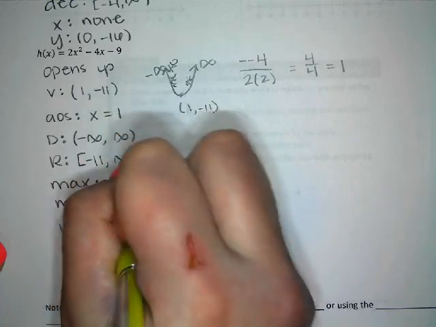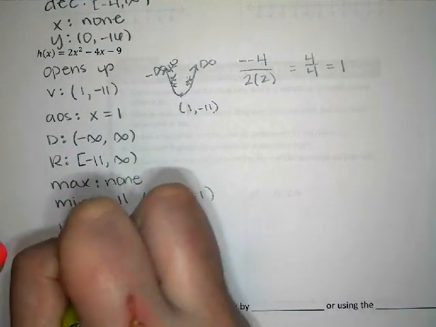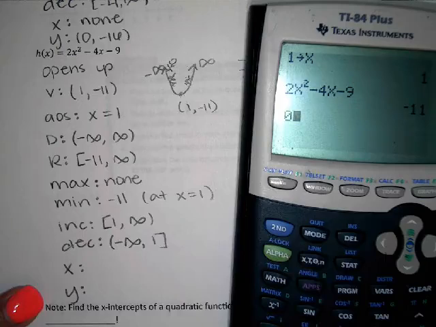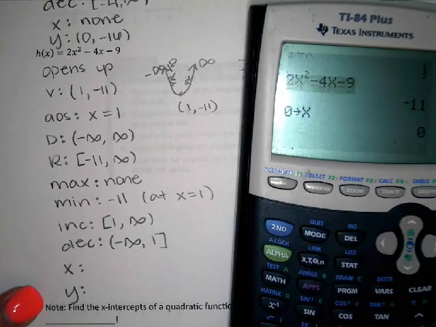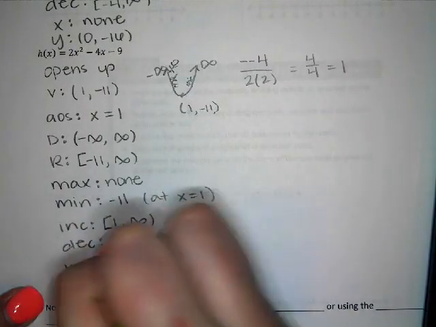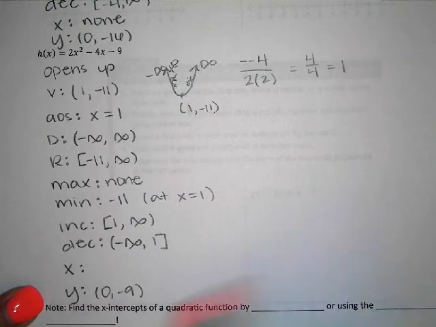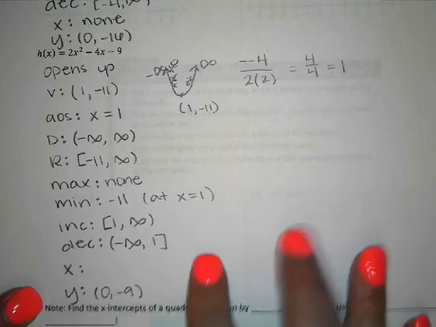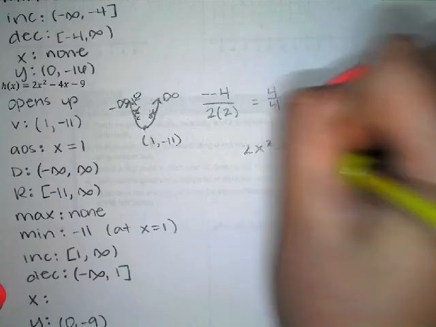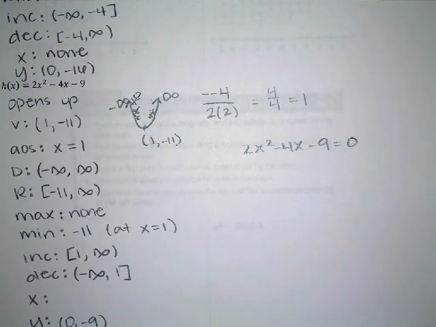Okay, so to get the y-intercept, I'll just plug 0 in for x. I get negative 9. And then for the x-intercept, if it's in standard form, I'm going to look at 2x squared minus 4x minus 9 equals 0. In this form, remember my options are factoring, completing the square, quadratic formula. So typically I try factoring first because it's the quickest way.